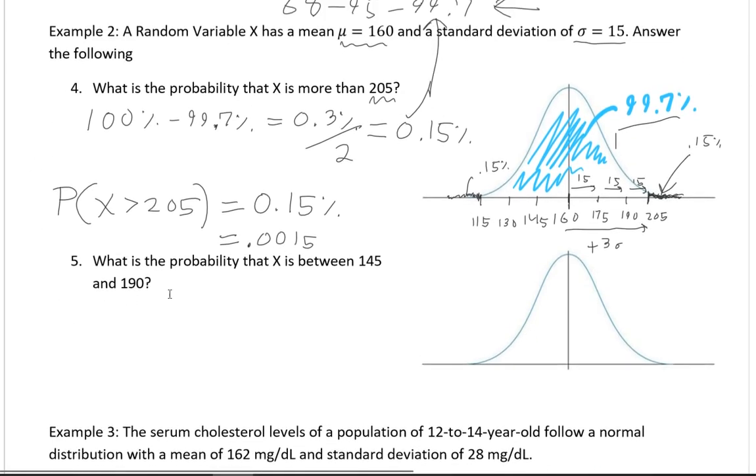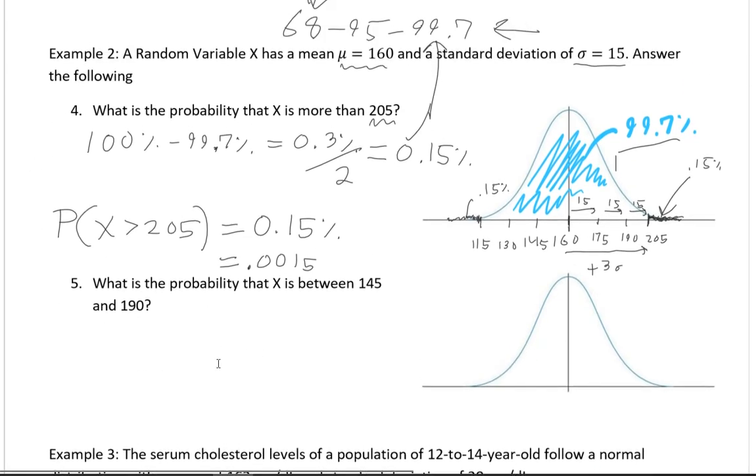This last one, number 5, is a little bit tricky. X is between 145 and 190. Thankfully, we've indicated where each of those are before. We know 145 is 1 standard deviation away from the mean, and then 190 was 2 standard deviations away. So if I go up 15, and then up 15 again, that gets me to 190. So I want the area from there down to there.